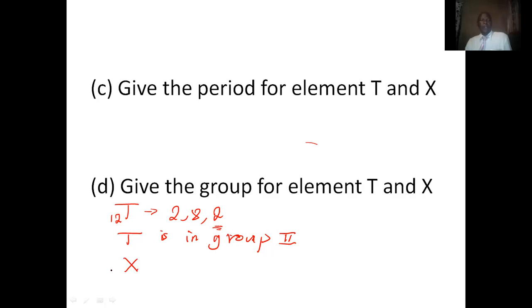And for X, because the atomic number here is 7, we said it is 2 electrons in the first shell and 5 in the second shell. And therefore, X is in group 5. So in other words, the group number is the number of electrons in the outermost shell. The element is placed in a group based on the number of electrons in the outermost shell, while for the period, it's the number of shells that the element has, which places it in that period on the periodic table.